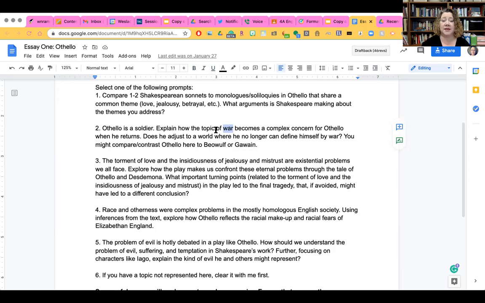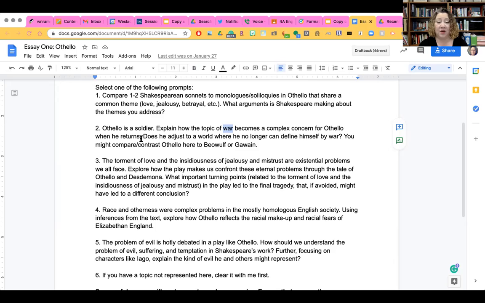So this one is about how the topic of war becomes a complex concern for Othello when he returns. What they mean by Othello's return is in Act 1, he's coming back from war, and that's when he marries Desdemona. He's just returned from war. So that's what they mean by that. How is war complex for him now that he's not at war?